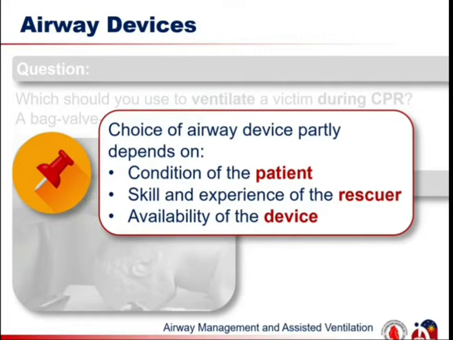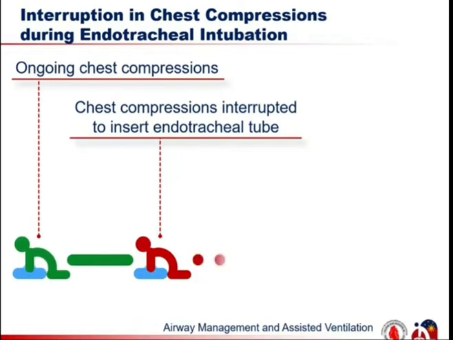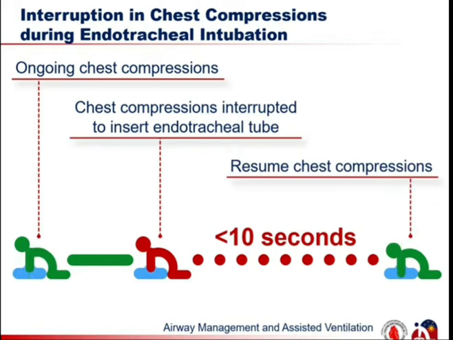It is important to minimize interruptions during chest compressions. If chest compressions are interrupted by inserting an endotracheal tube, the interruption must be kept to a minimum of less than 10 seconds, after which chest compressions must be immediately resumed. In contrast, insertion of a supraglottic airway should not involve interruptions in chest compressions.